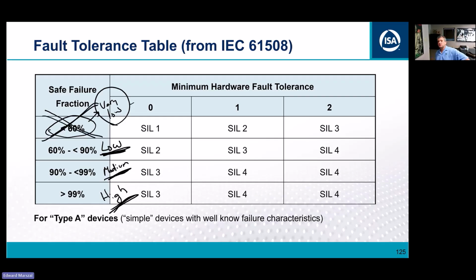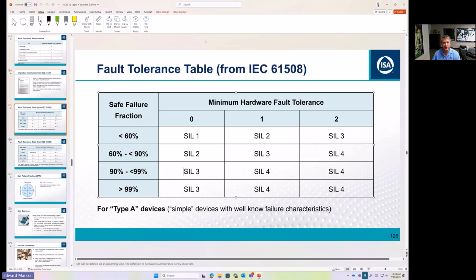All right. So in the parlance of IEC 61508, we have low diagnostic coverage, medium diagnostic coverage, and high diagnostic coverage. Those correlate to 60 to 90, 90 to 99, and greater than 99, respectively. So let's jump out of here and go back to the 61508 standard.